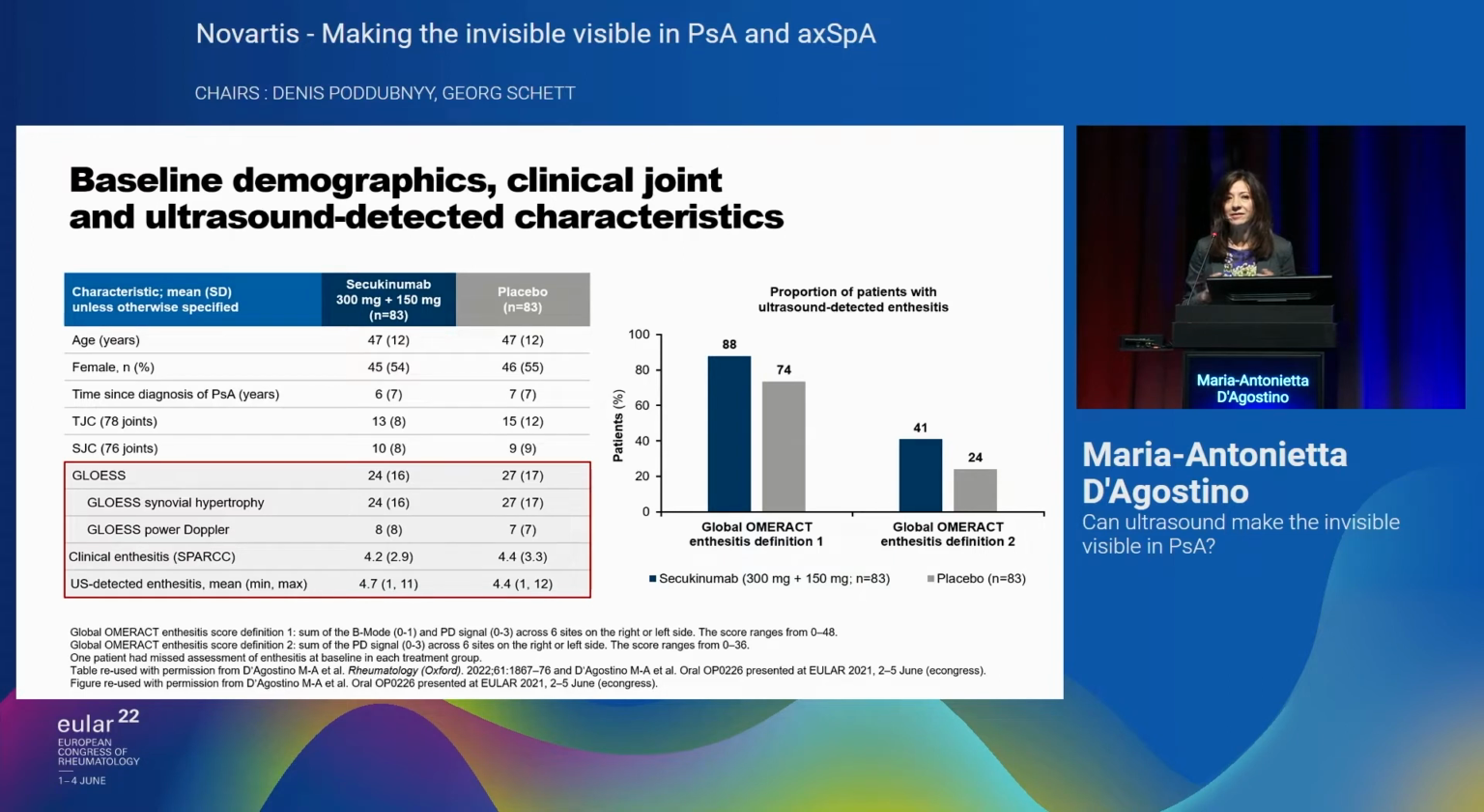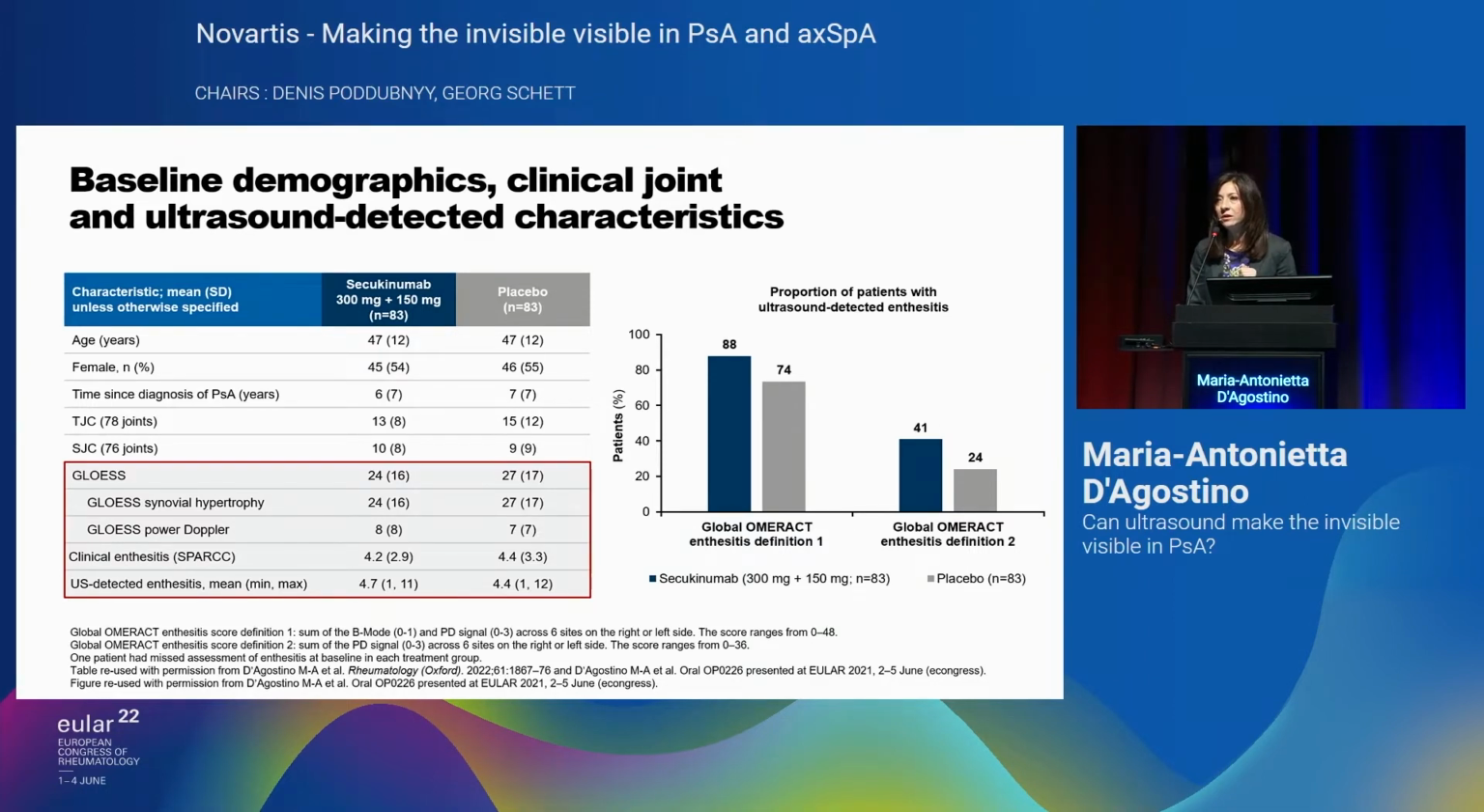There were the classical psoriatic arthritis patients that you included in your study, and you see that the GLOESS, which is the sum of the synovitis at the joint level, was quite high. You can also see the amount of synovial hypertrophy in B mode and the amount of Doppler signal. They were clinically active in the enthesitis based on the SPARCC, and you can see that the mean number of entheses was almost the same between clinical evaluation and ultrasound.